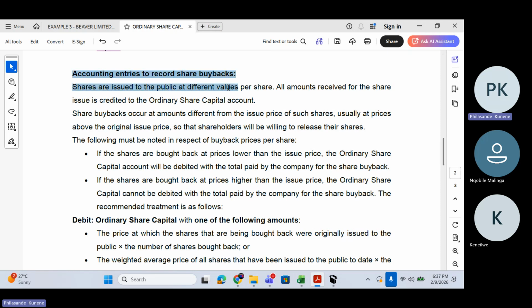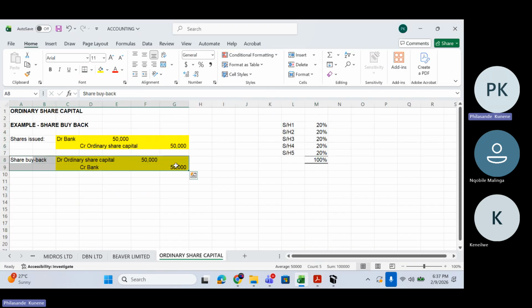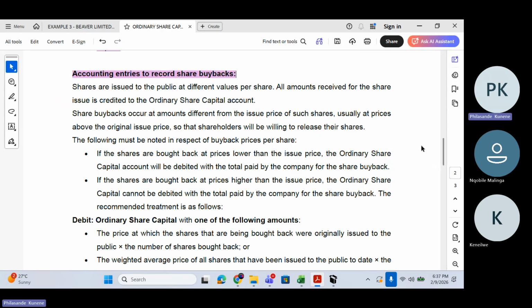What is important is the accounting record entries to buy back the shares. This is what I was talking about here now. How do you record the share buyback? Let's see. Shares are issued to the public at different values per share. That's something that you need to understand.